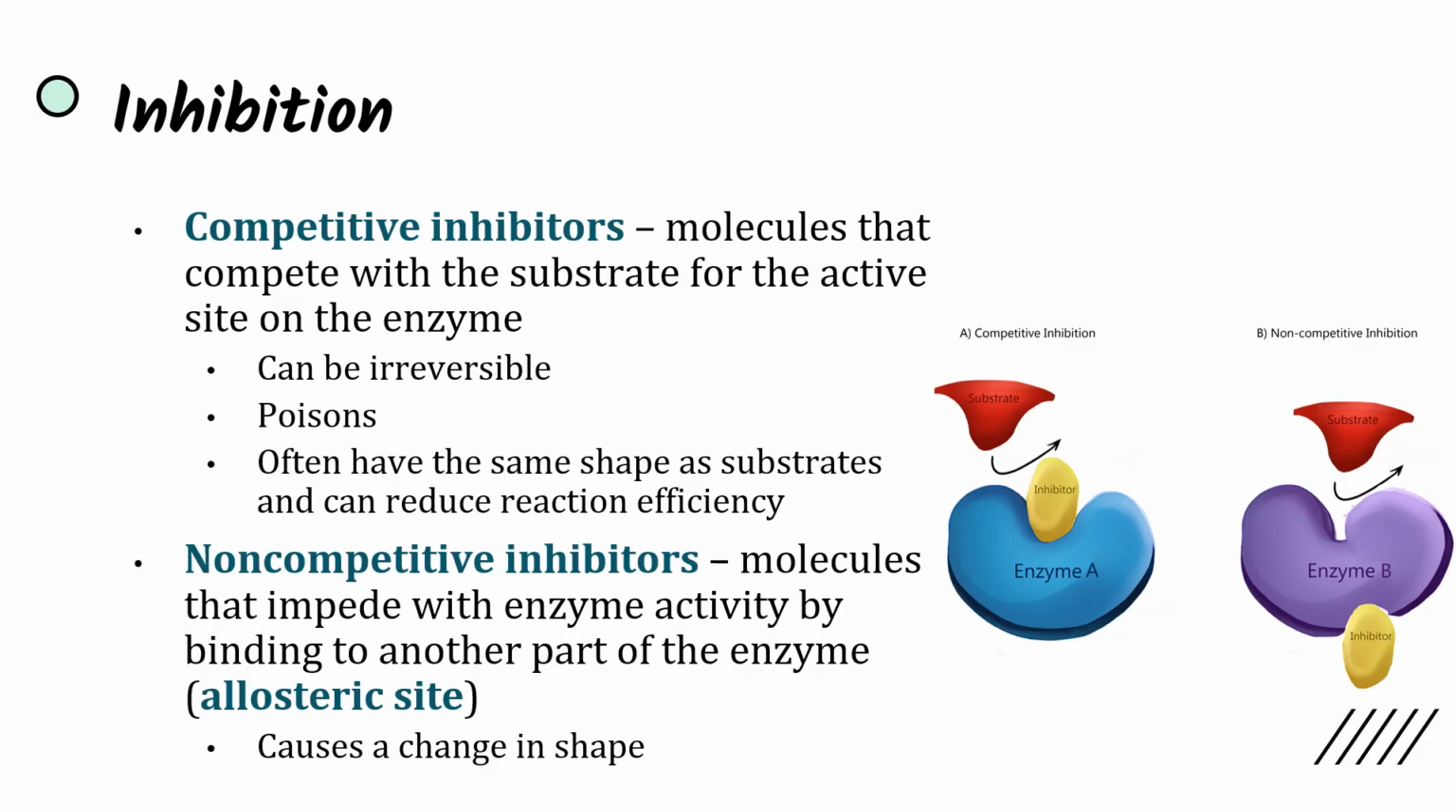So over here we have a competitive inhibitor. This is the inhibitor here that's within the enzyme, and it's not letting the substrate bind to the enzyme, which is stopping the reaction from happening. It's inhibiting the reaction. Now, there are also non-competitive inhibitors, and these are molecules that impede enzyme activity by binding to another part of the enzyme, called the allosteric site. So non-competitive inhibitors don't stop the substrate from entering the enzyme, but the problem is that they cause a change in the shape of the enzyme, so the enzyme is no longer the right shape to accept the substrate.